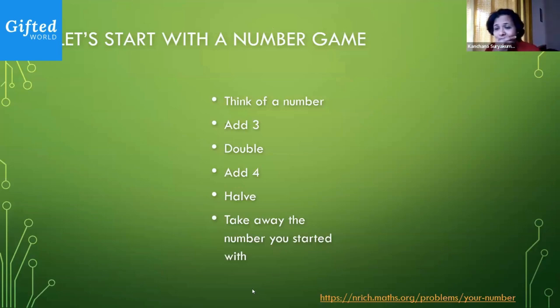Actually, if we take a variable x and then add 3 to it and double it, we'll get 2x plus 6. If we add 4, we get 2x plus 10. If we halve it, we get x plus 5. So if we take away the original number x, we are left with 5. So if we do it the way of algebra, then we'll get 5.